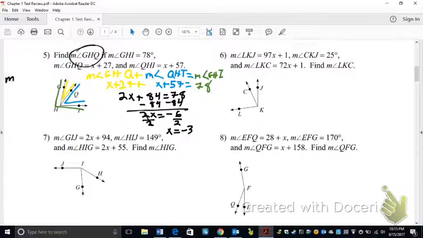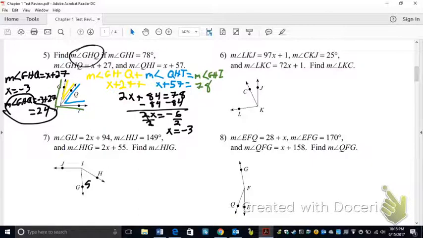I'm looking for the measure of GHQ. Now I'm told that GHQ is equal to x plus 27 degrees. So I'm going to rewrite that with x equals negative 3, or the measure of GHQ equals negative 3 plus 27. 27 minus 3 is 24. So that's my answer.